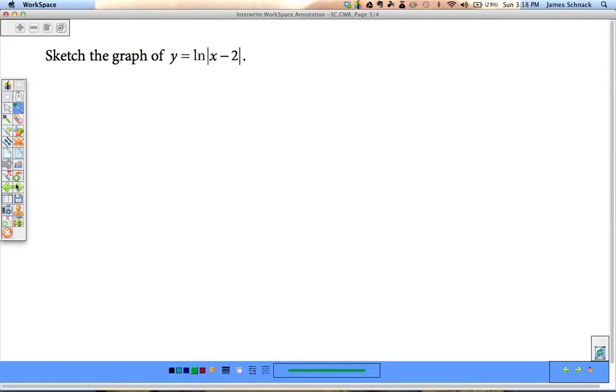Sketch the graph of this. Whoa. So natural log, absolute value x minus 2. Remember, with logarithms, we cannot take the log of 0 or negative numbers. But since we have the absolute value function here, that's going to take whatever's inside and turn it positive. But if x was 2, then we'd be taking the natural log of 0, which is undefined.